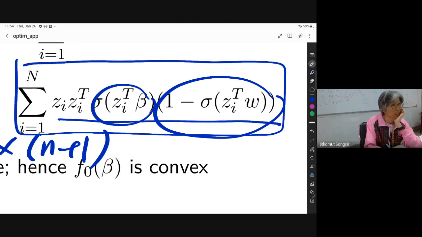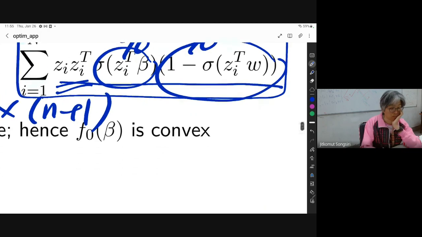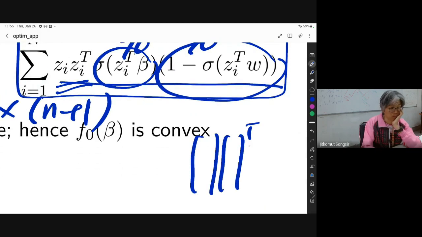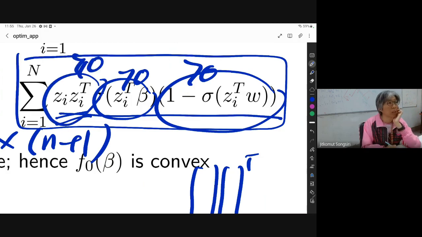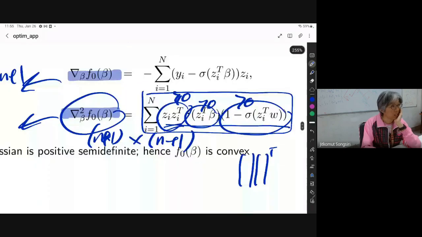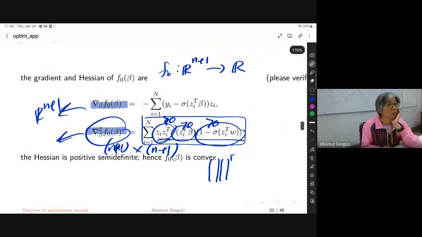The output of sigmoid, is it non-negative? What about z_i z_i transpose? z_i is a vector. What do you get? It's an outer product, so it's a quadratic form in terms of z. So this term is guaranteed to be positive semi-definite. In conclusion, the Hessian is positive semi-definite, so your objective is convex. Logistic regression is a convex problem, unconstrained.